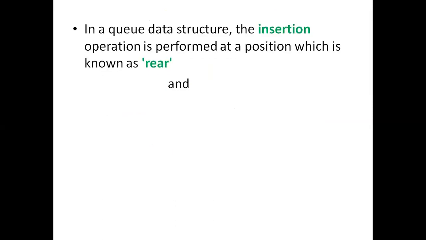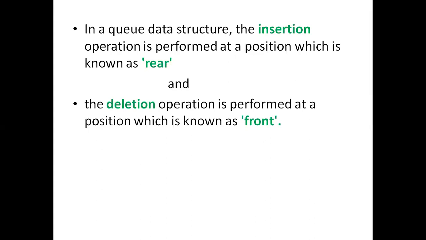In a queue data structure, the insertion operation is performed at a position called the rear position. So if you want to perform the insertion operation, we use the rear position. And likewise, if you want to perform the delete operation, we use one variable called front. Here front is used for deleting the values and rear is used for inserting the values.